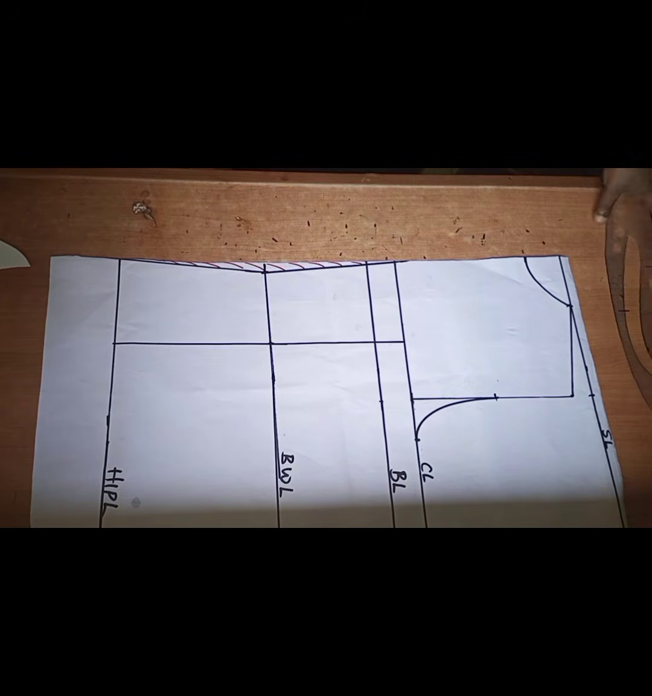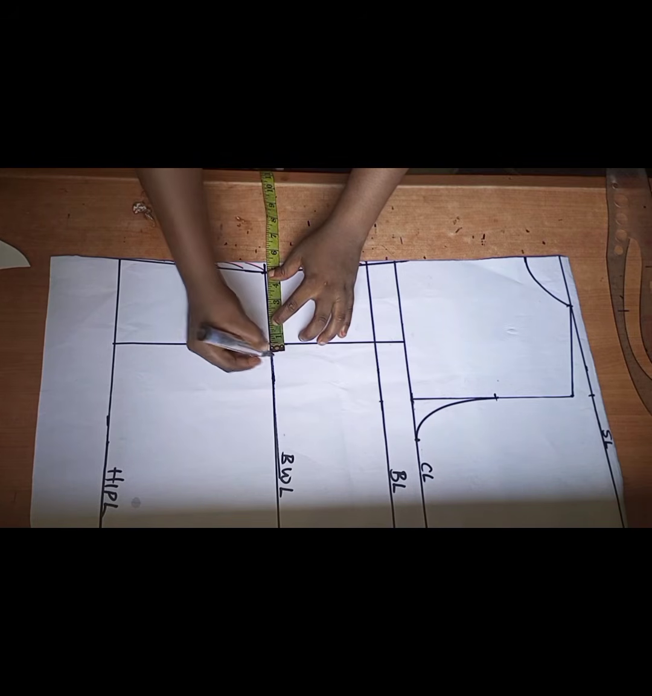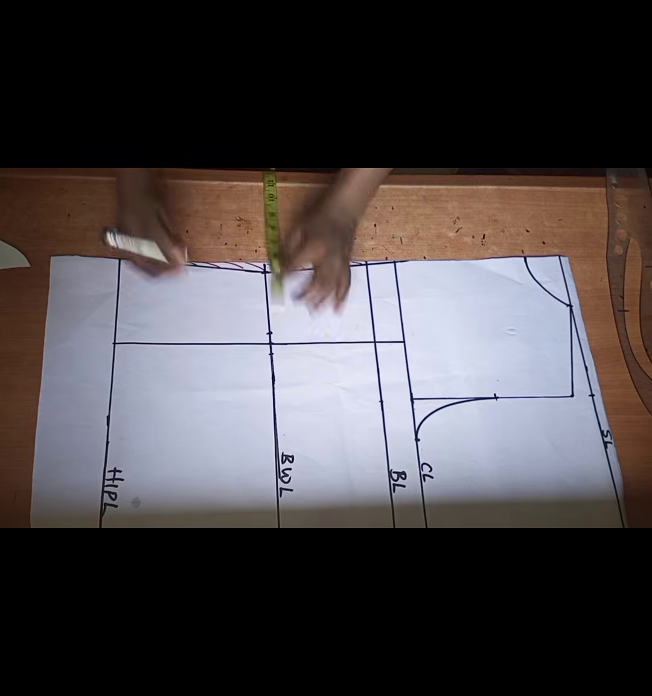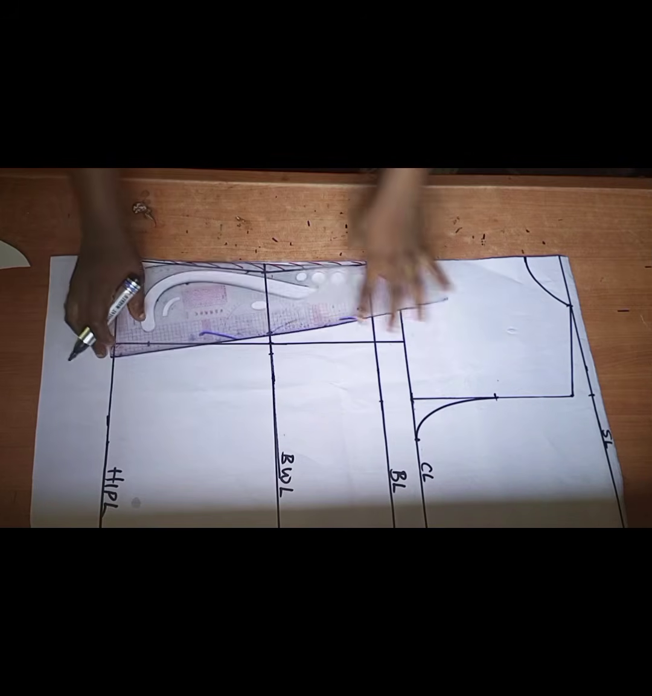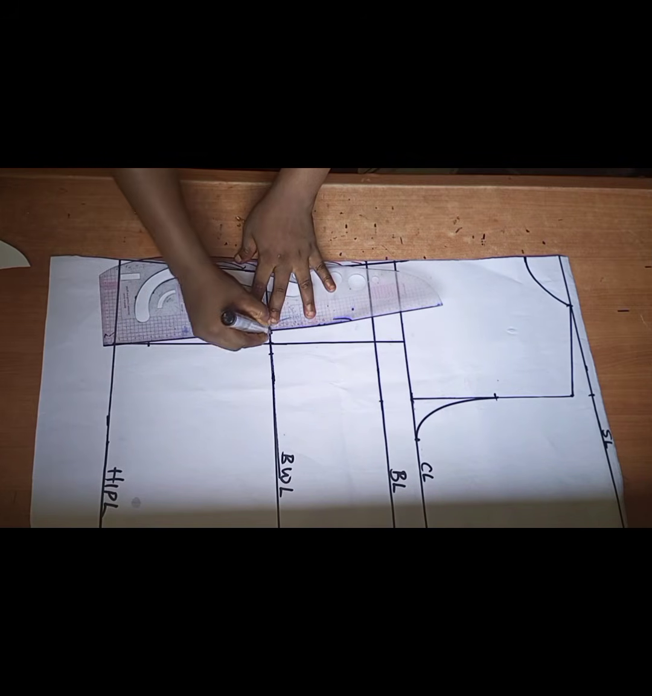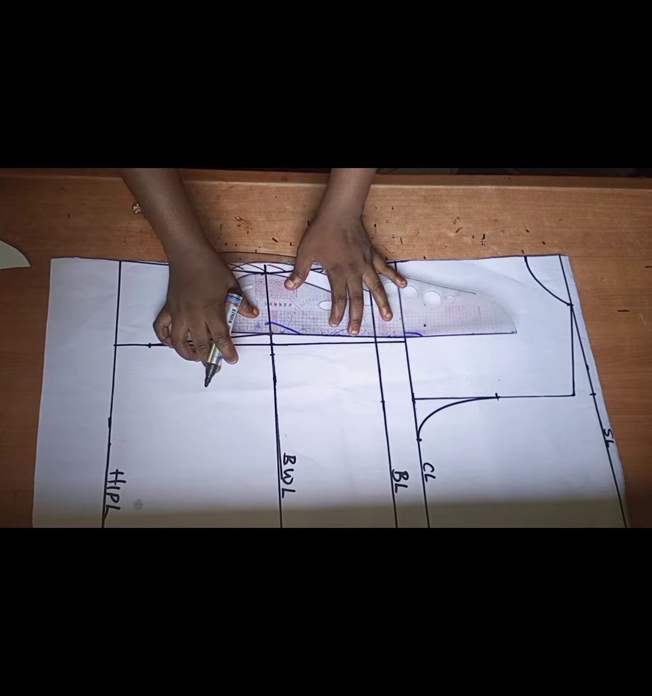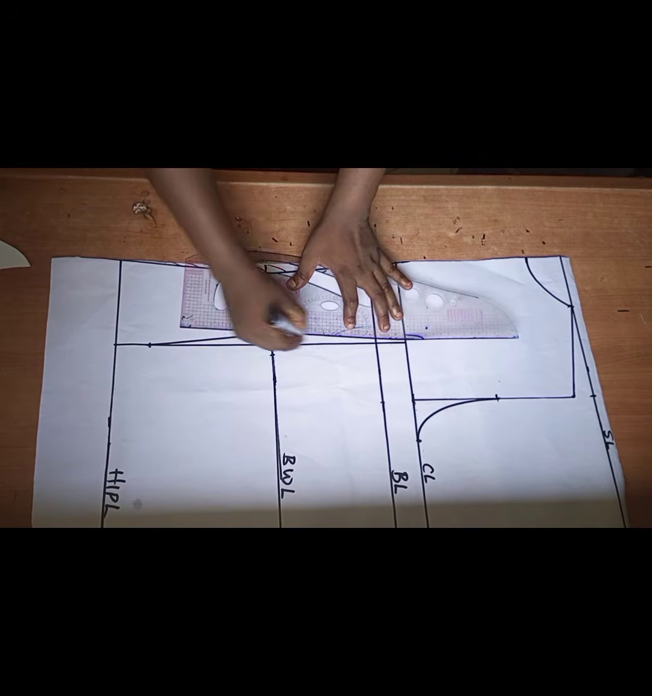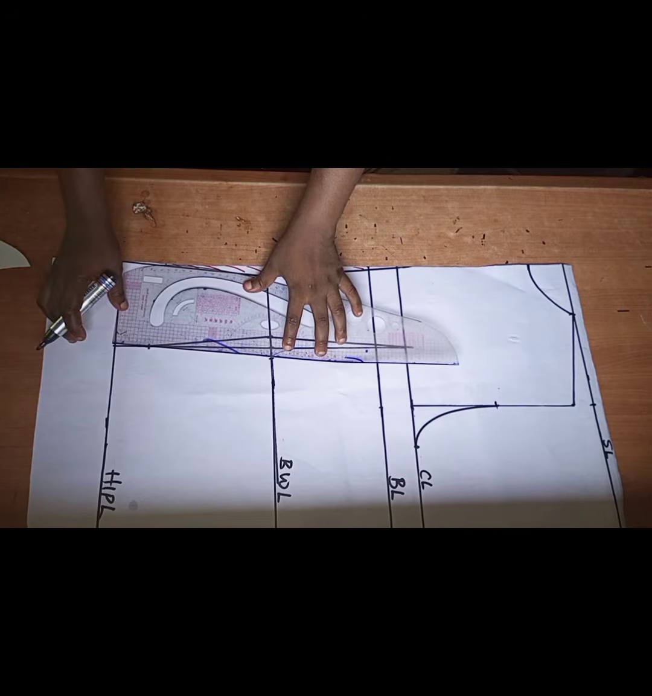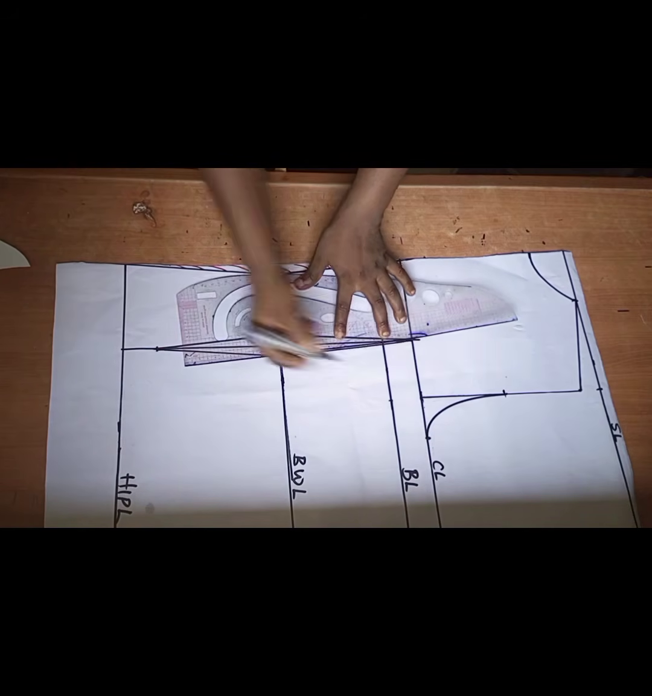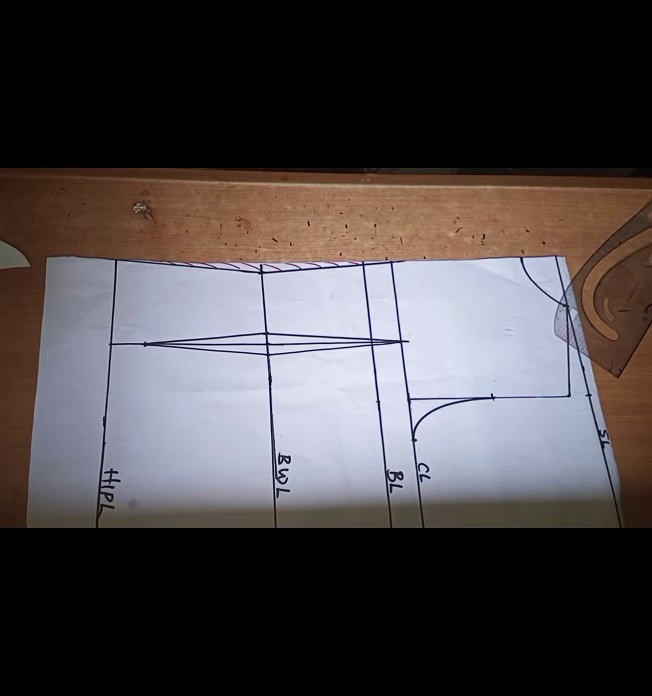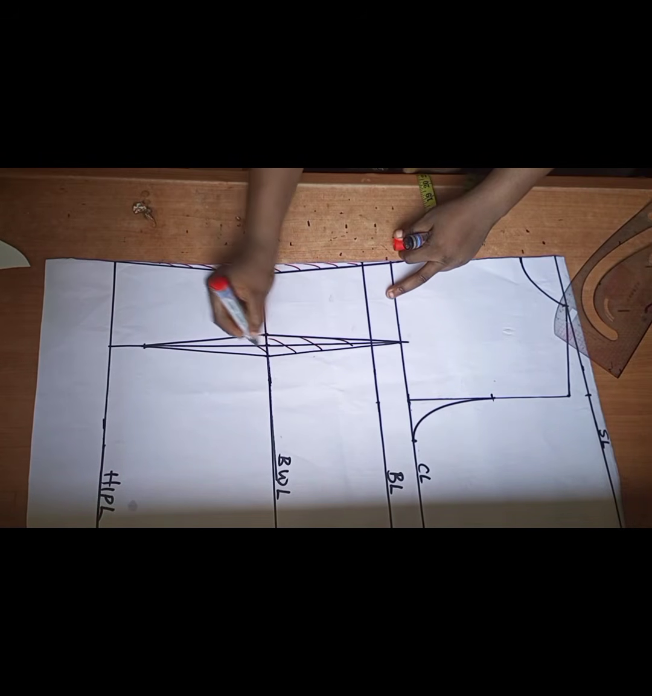So after I'm done ruling a straight line there, on the back waistline here, I'm going to mark half inch beside the dart leg. Now after doing that, I'll come up on the dart leg from my hip line by 1.5 inches, and then I'll go ahead to connect it this way. So after I'm done doing this, the next thing I will do, I'm going to be cutting out this side as well.